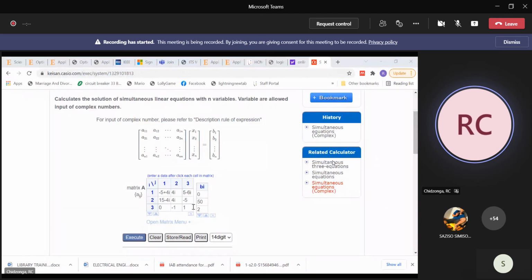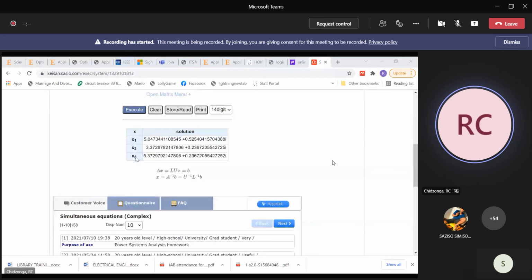We are not dealing with X. We are dealing with current, you see. But this is just a general tool, so you should know that X1 is your I1, X2 is your I2, X3 is your I3. That's all.